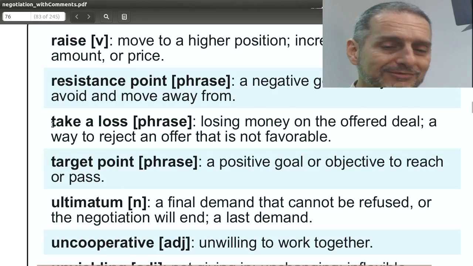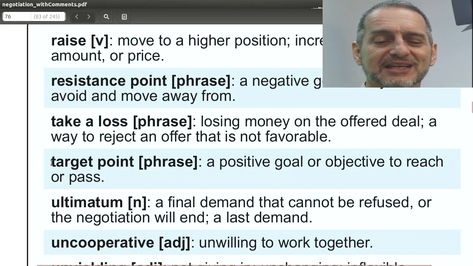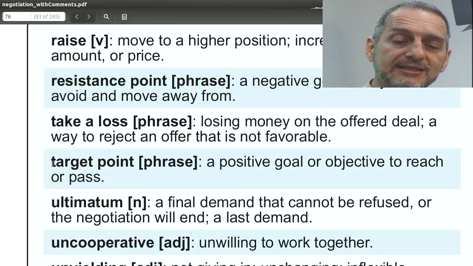Now, is it true? No, probably not true. I mean, why would you sell if you're going to take a loss? That doesn't even make sense, right? I guess you could if you're sacrificing for the relationship, but you get the idea. Usually not.